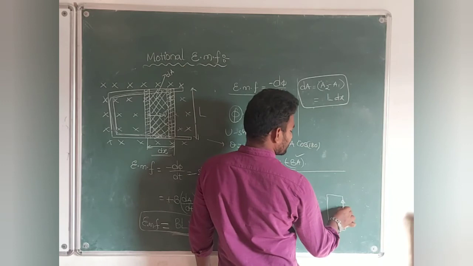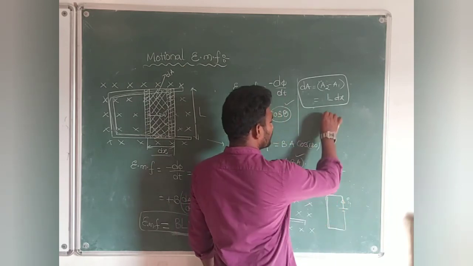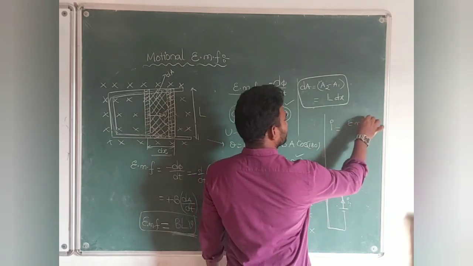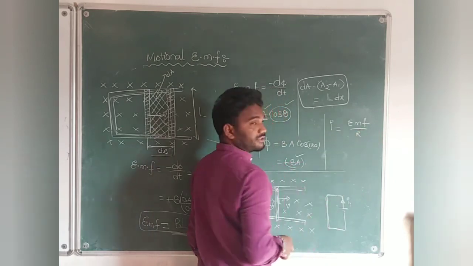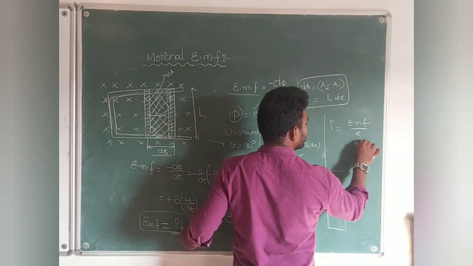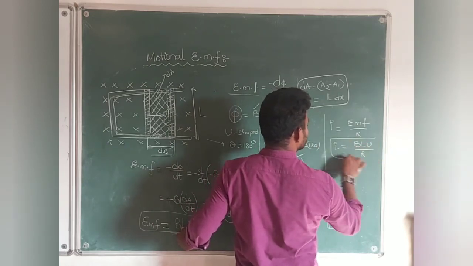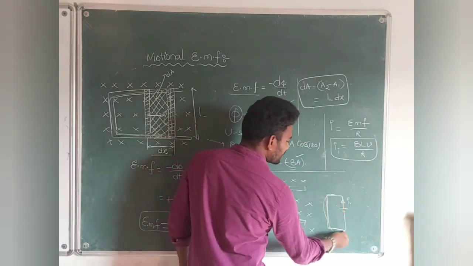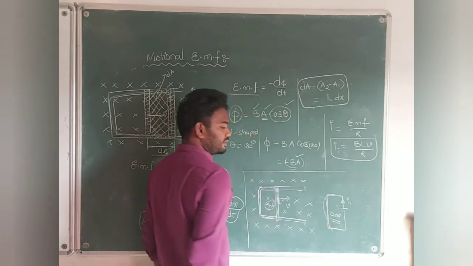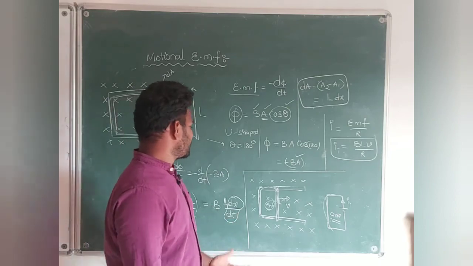Here we get the induced EMF, and this current is called the induced current. If you want to find the induced current, I is equal to EMF divided by the resistance of the wire. So what is the EMF here, guys? BLV is the EMF, divided by resistance, you will get the induced current. Is this induced current clockwise or anti-clockwise? Anti-clockwise current you will be getting here, students. So this is the motional EMF.